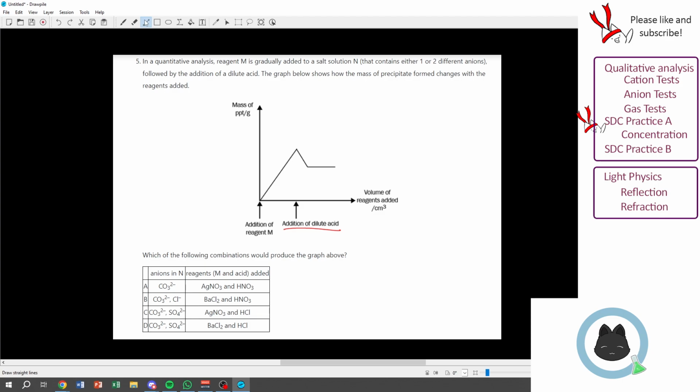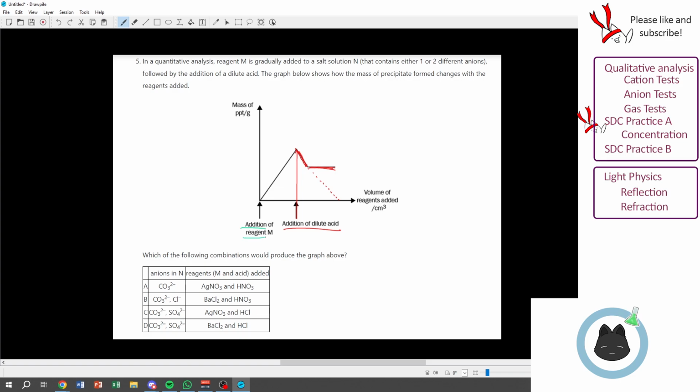So that means the acid is added, then some of the precipitate reacted, and then it drops down. But it didn't drop all the way down to 0. Some of them remain the same. So can we agree that some of them react with acid, some of them did not, right? Yes. Okay.